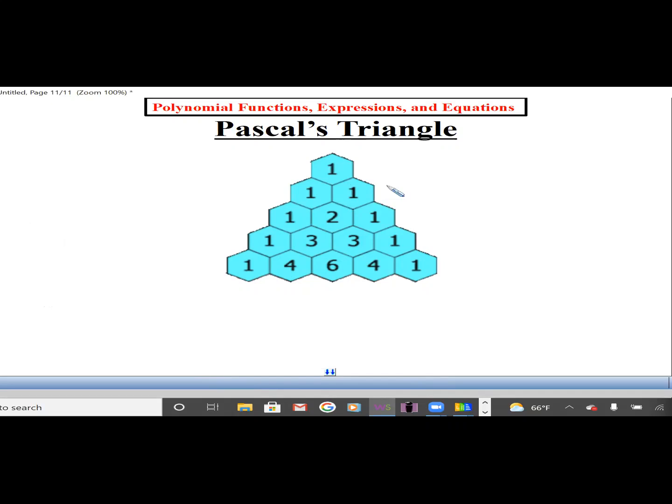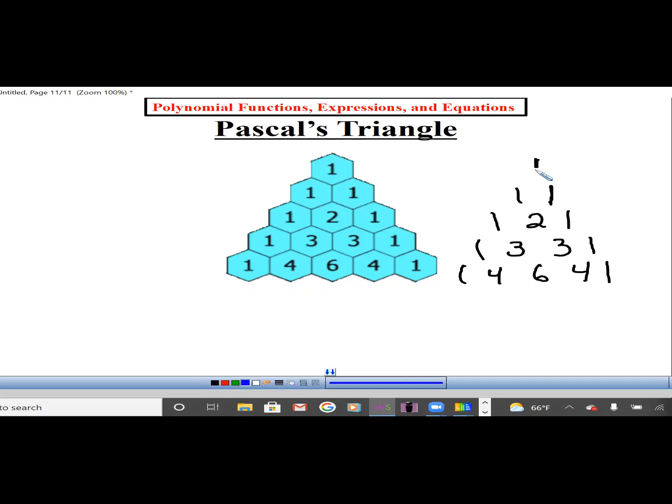So a way of writing this would be as follows. 1, 1, 1. What is 1 plus 1? 2, and then you put 1s at the end. What is 1 plus 2? 3. 2 plus 1, 3, and then 1s at the end. What is 1 plus 3? 4. What is 3 plus 1? 4. What is 3 plus 3? 6, and then you put 1s at the end. This is how you build your Pascal triangle.